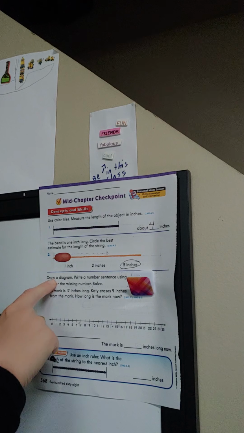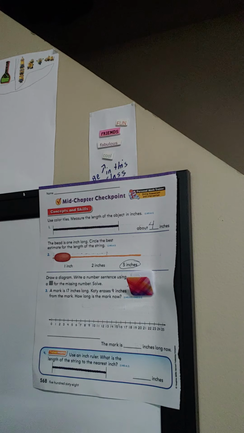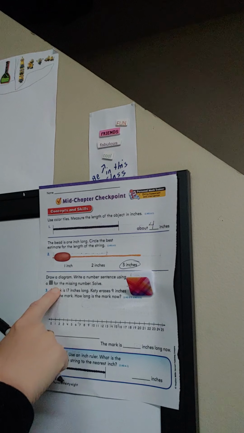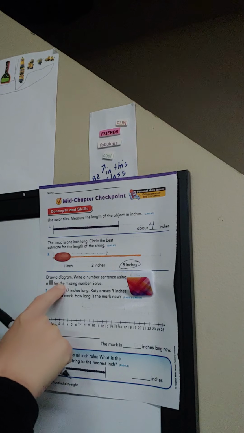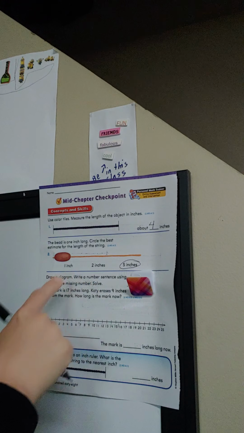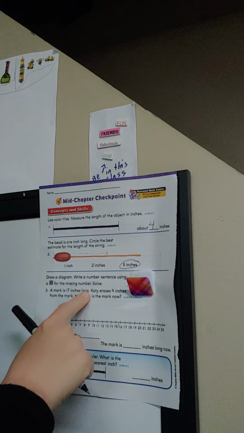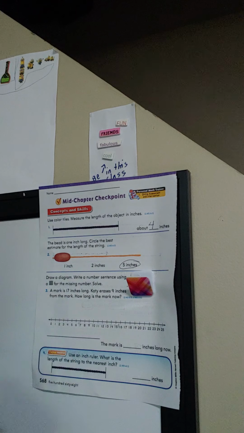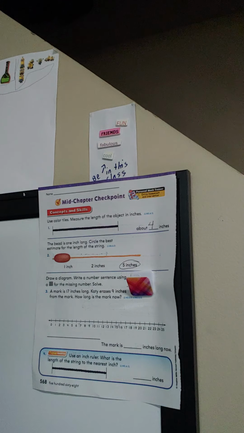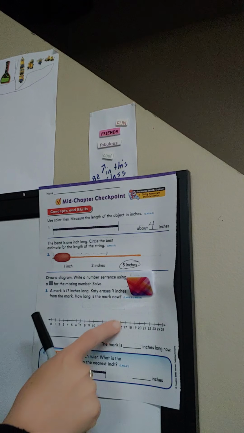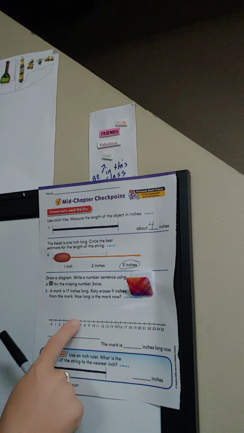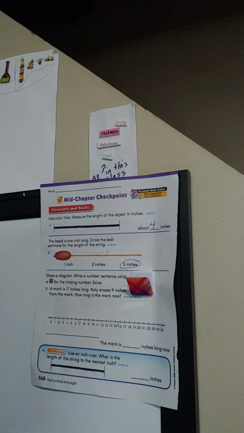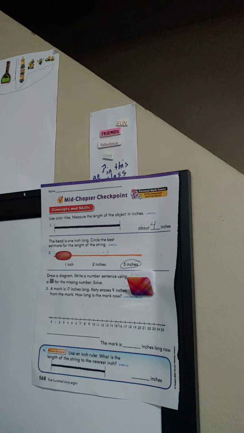Okay, let's draw a diagram. That's what we were just doing in this lesson. Drawing a diagram. Write a number sentence using a blank for the missing number and solve. A mark is 17 inches long. Katie erases 9 inches from the mark. How long is the mark now? So we have to use our numbers that they gave us and draw the mark up to 17, because remember, we're pretending each one of these spaces is an inch, even though they're really not, we're pretending.